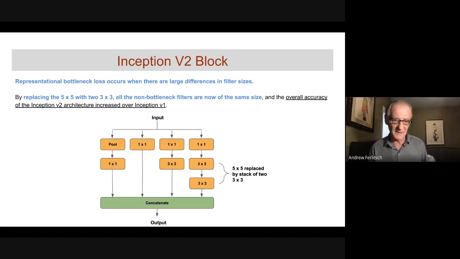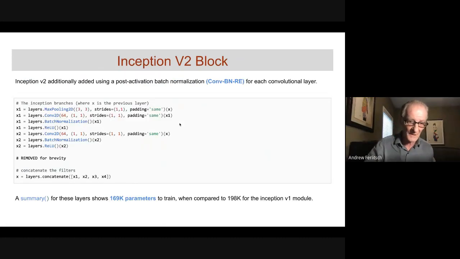So let's just take a quick look at what that block would look like. Okay, so here they took that 5x5 and changed it into a stack of 2 3x3s. And as noted in the study, the overall accuracy of the V2 architecture actually increased over V1. So let's quickly write that.